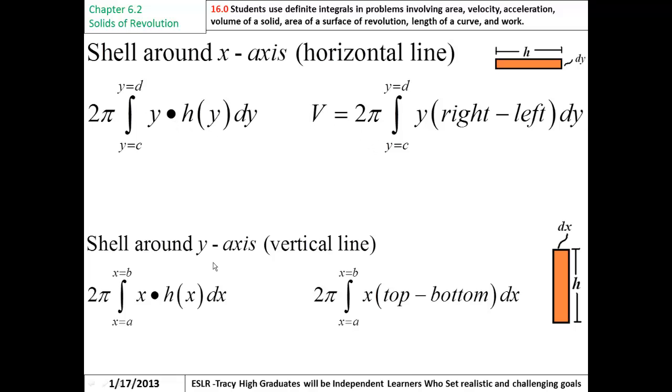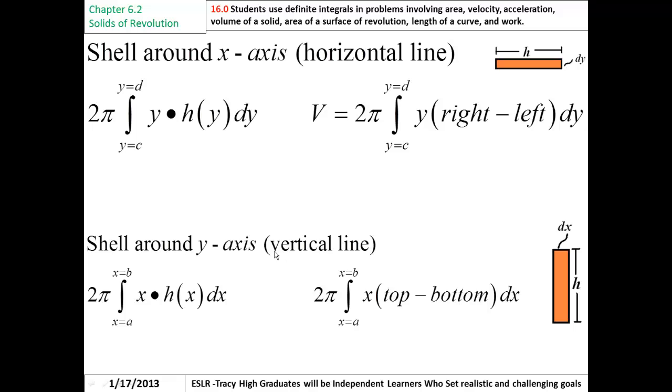Same thing with the volume here. And this generalization, right minus left, is just saying to take the difference between things so you can get this length if it doesn't happen to be flush against an axis. And the exact same goes if you're going around the y-axis, then you're going to be looking at things in terms of x. For the disks, it was the other way around.